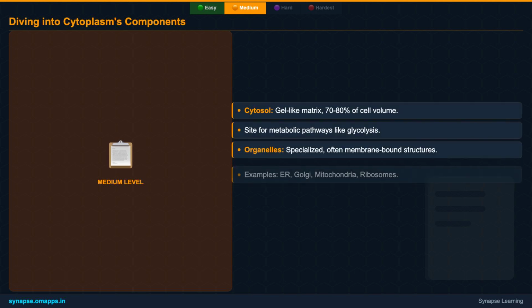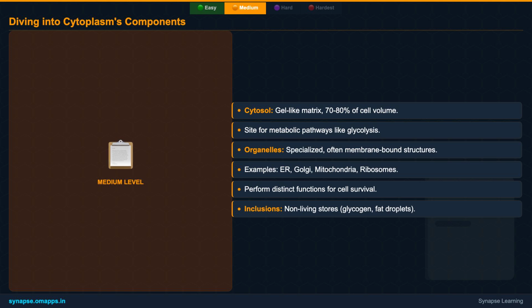Delving deeper into its components, the cytoplasm consists of three key elements. First, the cytosol, the aqueous, gel-like matrix that makes up 70–80% of the cell's volume. This is where many crucial metabolic reactions, like glycolysis, occur. Second, we have the cell organelles, specialized, often membrane-bound structures such as the endoplasmic reticulum, Golgi apparatus, and mitochondria, each performing distinct, vital functions. And finally, cytoplasmic inclusions. These are non-living components like stored nutrients, pigment granules, or crystals, serving as reserves or byproducts within the cell.